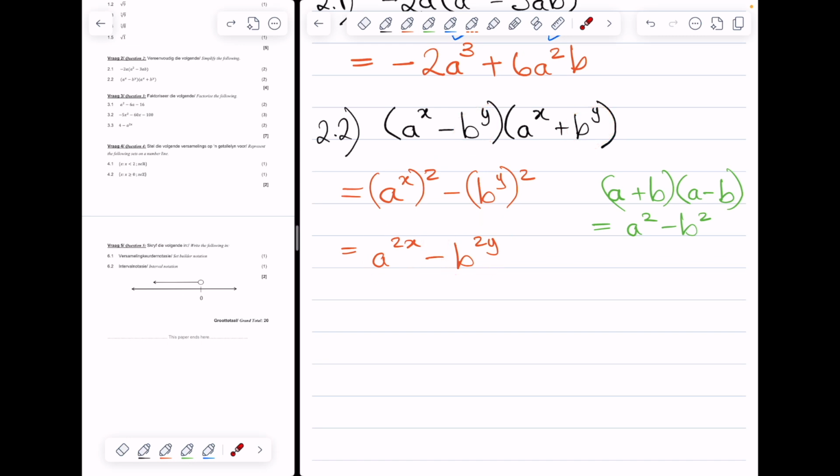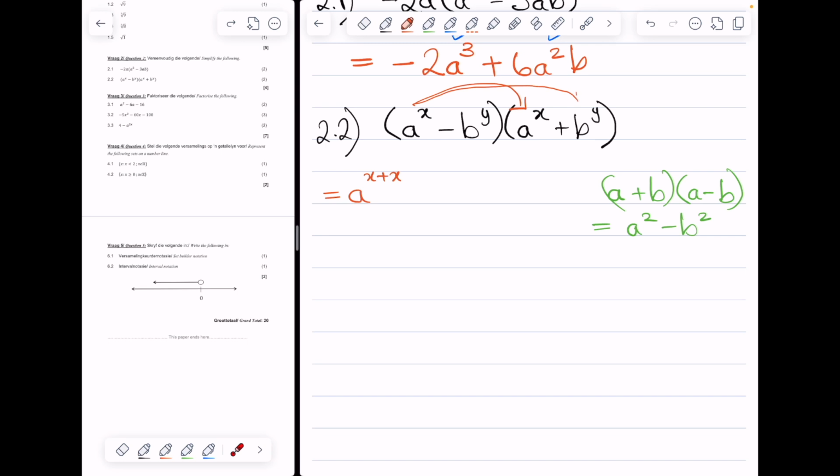If you did not see that, let's say you wanted to just multiply this out and see where it gets you. Let's say that you said, okay, I'm going to take a to the power x and multiply it with a to the power x. I would then get a to the power x plus x. And let's show all the steps. Then I would say, okay, I've got a to the power x times b to the power y. That gives me a to the power x, b to the power y.